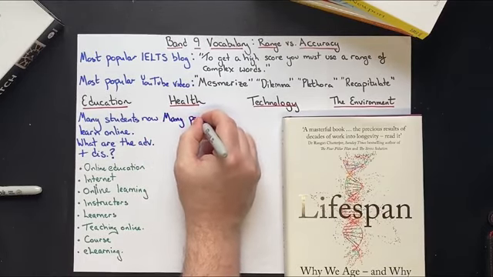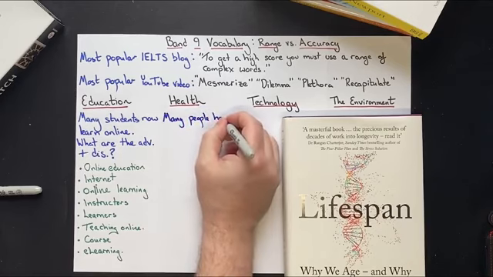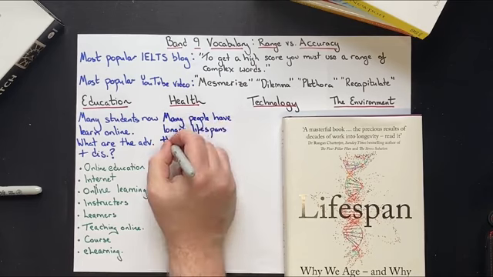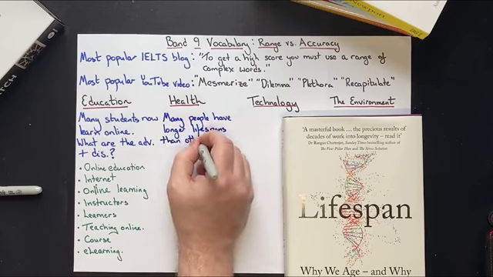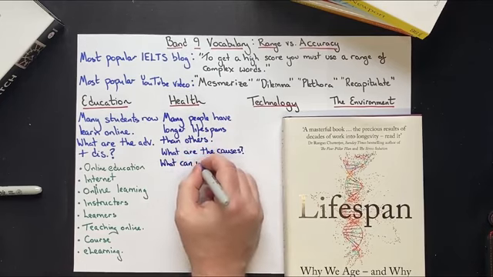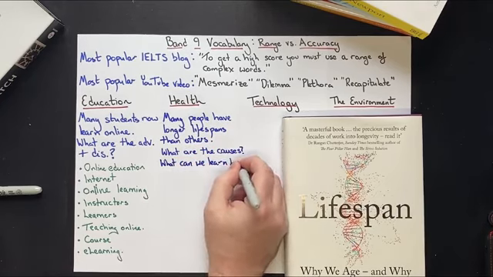So many people have longer lifespans than others. What are the causes? What can we learn from this?